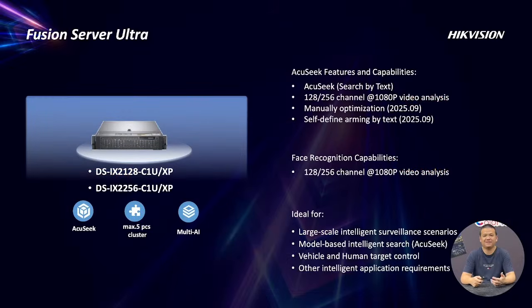And the most advanced level of Hikvision Acuseek functions is in server form, featuring a maximum of 128 or even 256 channels of Acuseek functions, depending on the models. It supports cluster mode, as we mentioned, with up to a total of 5 devices to achieve hundreds or even thousands of channels of Acuseek capabilities to meet the large-scale project requirements.